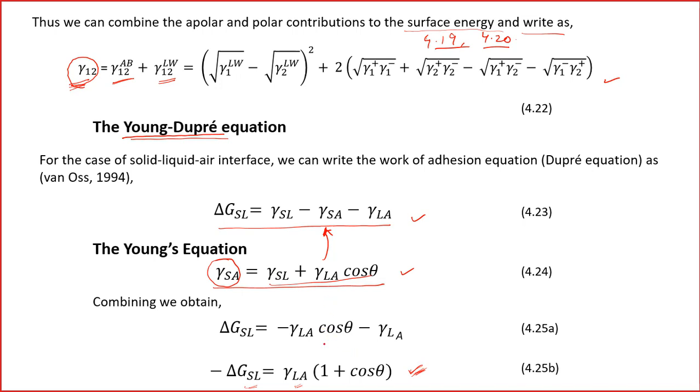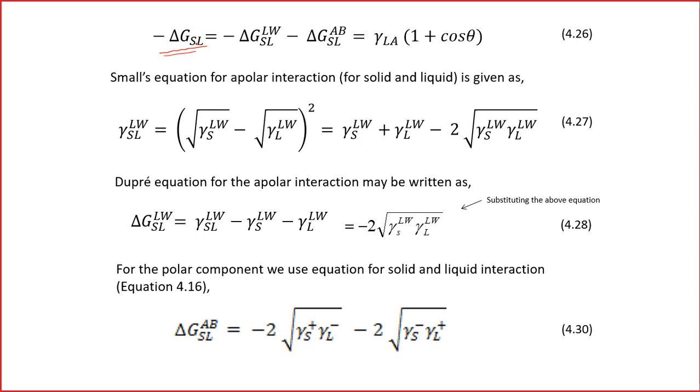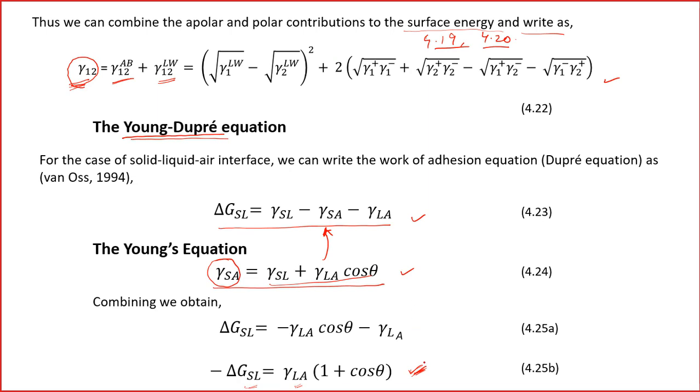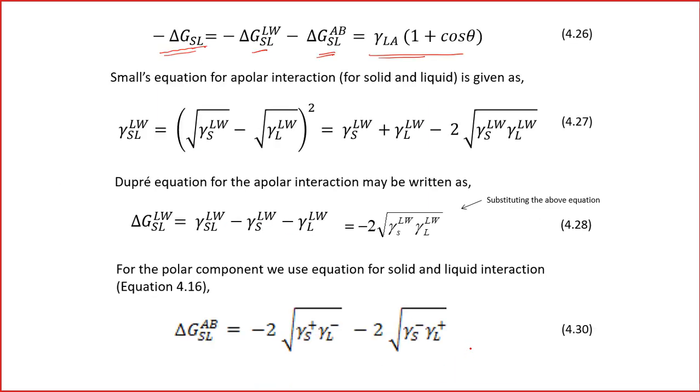If you do a simple analysis, you will find this equation. Delta G SL, which is the surface free energy of the solid-liquid interface, will be given by these two components, the apolar component and the polar component, and this will be defined by this one. This equation we have just now seen, this one, equation 4.25b. Now Small's equation for apolar interaction is given as, so this is equation number 4.20. We have seen this equation here, which we can expand and write in this way.